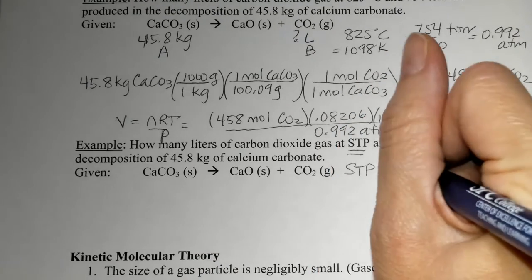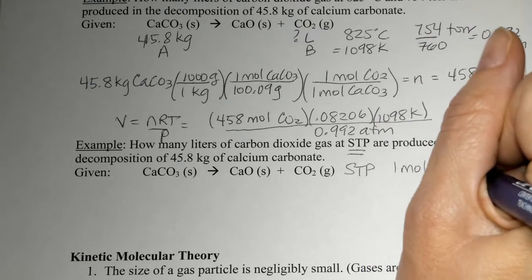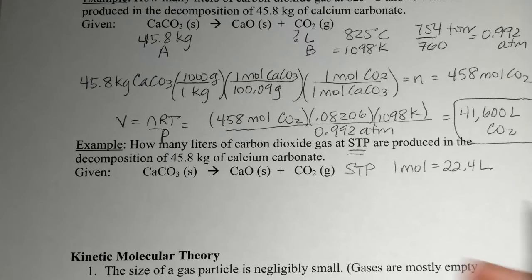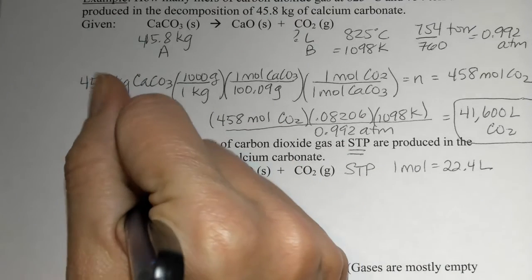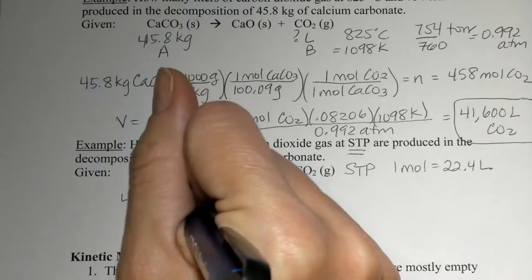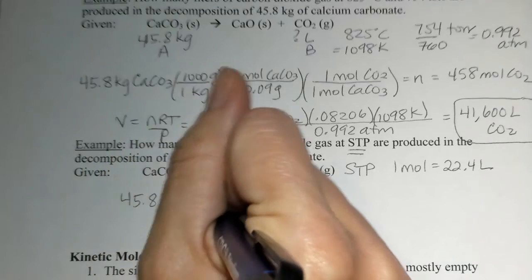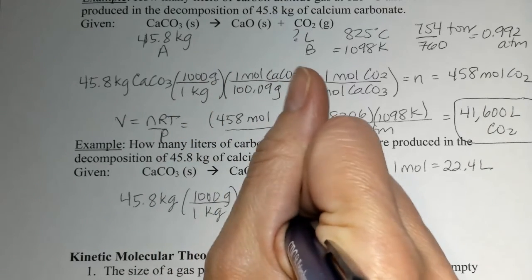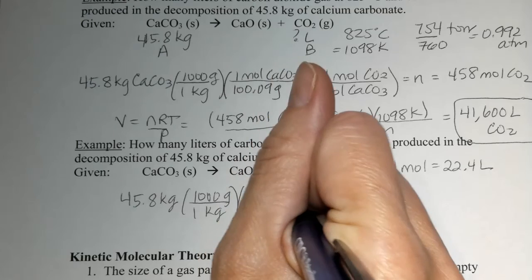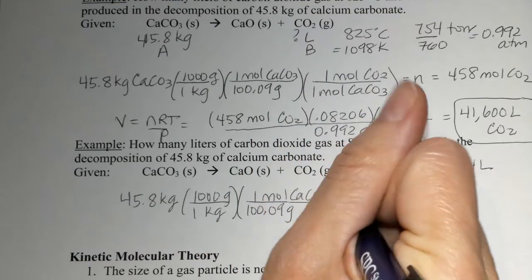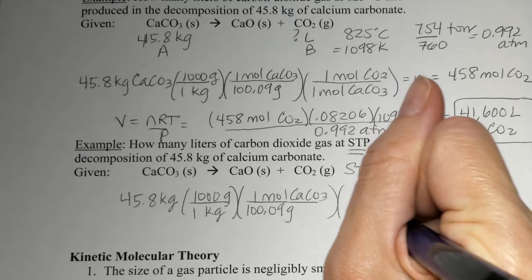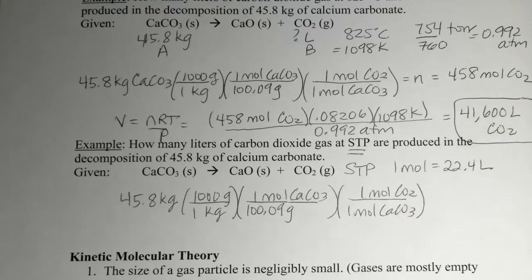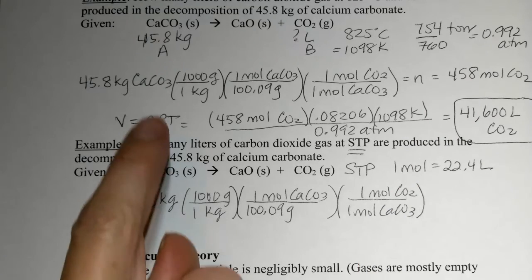And what we want to remember is that means 1 mole of any gas will occupy 22.4 liters of space. So when we're at STP, we have a little bit of a shortcut. We have that 45.8 kilograms, just like we started with. We'll go to grams first. Molar mass, 100.09, will get us to moles of calcium carbonate. Now we do our mole to mole ratio, which is 1 to 1, 1 mole of calcium carbonate, 1 mole of CO2.